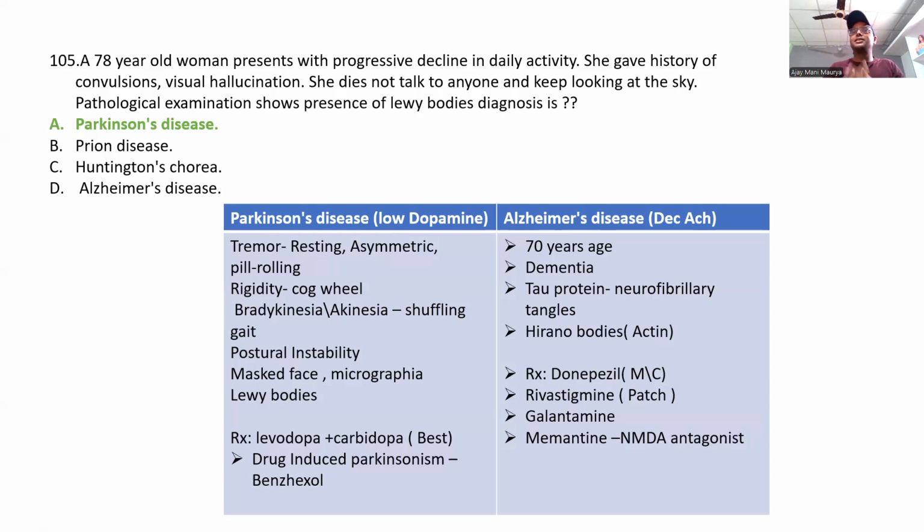For Alzheimer's, guys, it is seen in people more than 70 years old, or they have dementia. There is more tau, hyperphosphorylated tau protein. This is called neurofibrillary tangles. There is a Hirano body, that is actin. The drug of choice is donepezil, the most common. Then donepezil and rivastigmine, you can also use galantamine, and memantine. They are anticholinesterase drugs. These are donepezil, rivastigmine, and then memantine is the NMDA antagonist.